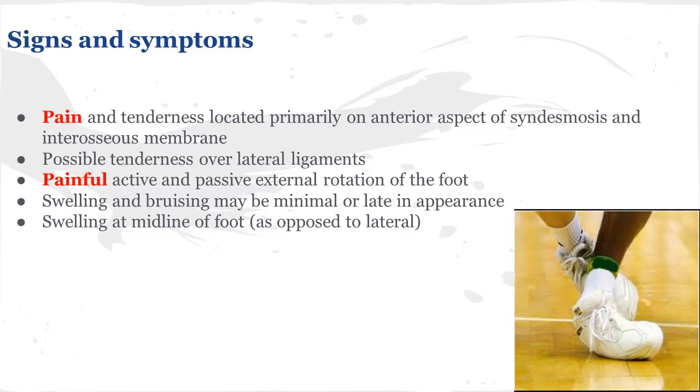The following are signs and symptoms found in a high ankle sprain. First, pain and tenderness located primarily on the anterior aspect of syndesmosis and interosseous membrane, possible tenderness over the lateral ligaments, painful active and passive external rotation of the foot, swelling and bruising may be minimal or late in appearance, and swelling may also be found at the midline of the foot.